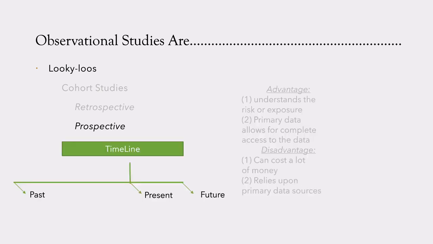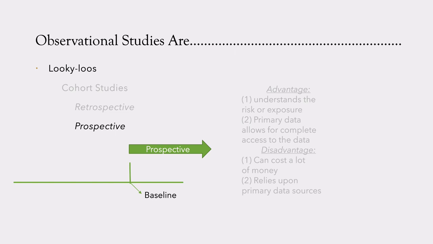Now, same thing, we're looking for the baseline. We're looking to find out where it is, and it's in the same spot, the present. The baseline is always the present, and because it's prospective, you're going into the future. You're going to start with your cohort. That's how you're going to know the risk or exposure that these people were exposed to. And you're going to study their health outcomes.